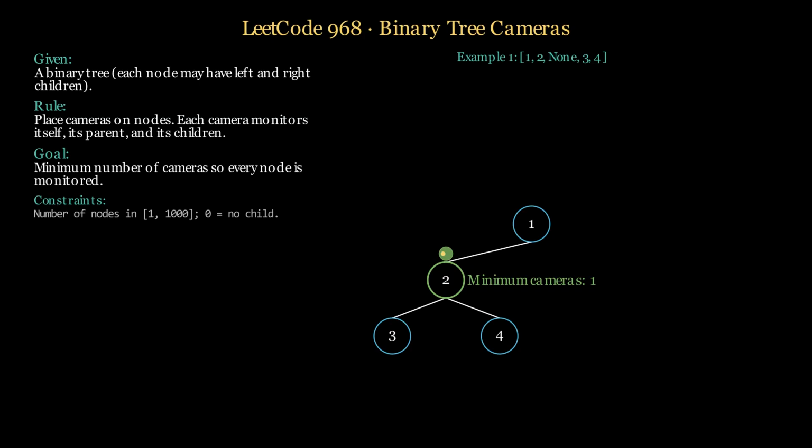Welcome to Leetcode 968, Binary Tree Cameras. We need to place cameras on nodes so that every node in the tree is monitored. Each camera can monitor itself, its parent node, and its children nodes. Our goal is to find the minimum number of cameras needed.